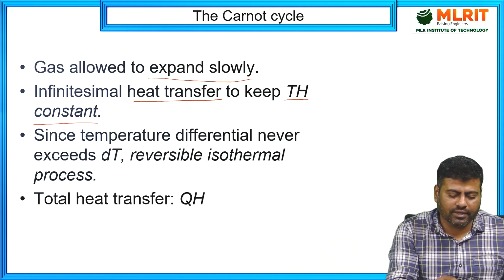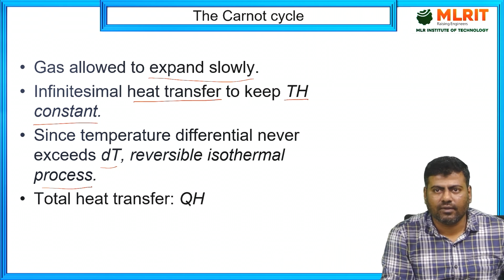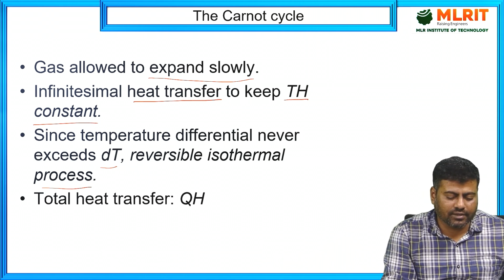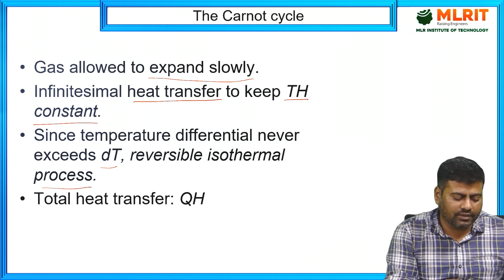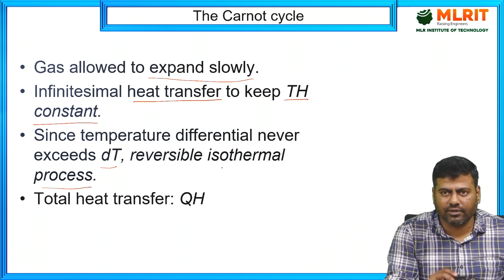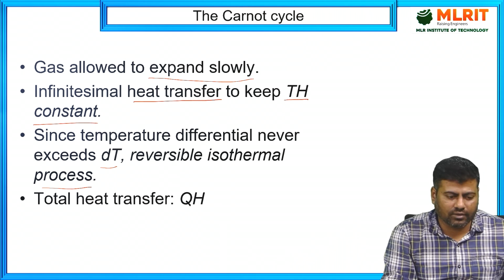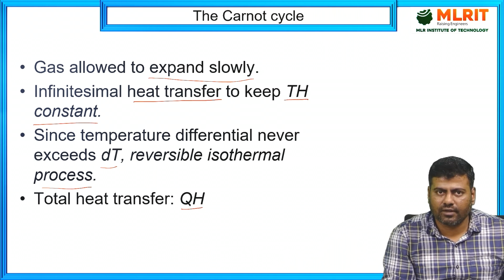Since the temperature differential never exceeds delta T, we can treat it as a reversible isothermal process. Since the temperature differential never exceeds the small delta T, with respect to that it never exceeds, so I can assume the reversible isothermal process. The total heat transfer is QH, that is what we have with respect to the source.